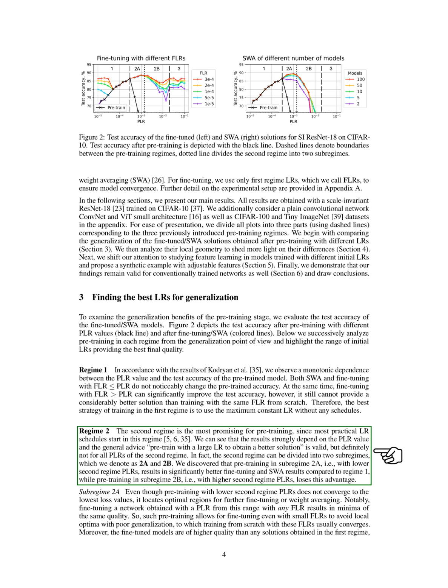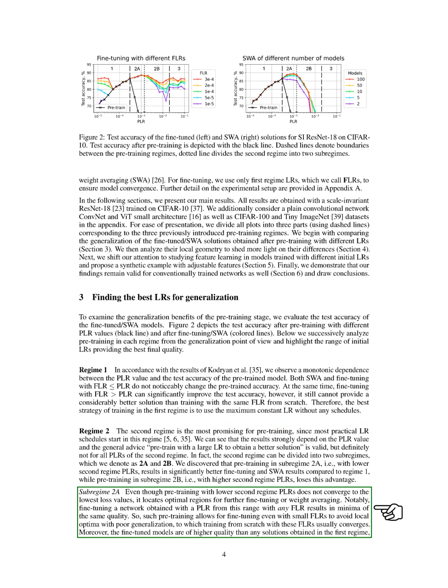In subregime 2A, where we use lower PLRs, we find that pre-training leads to significantly better fine-tuning and stochastic weight averaging, SWA, results compared to Regime 1. However, in subregime 2B, with higher PLRs, we lose this advantage.